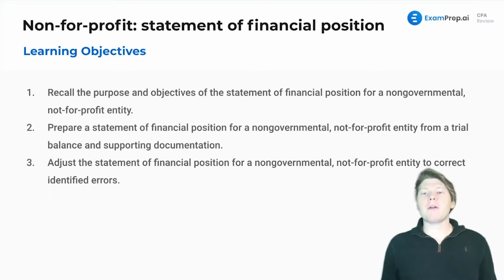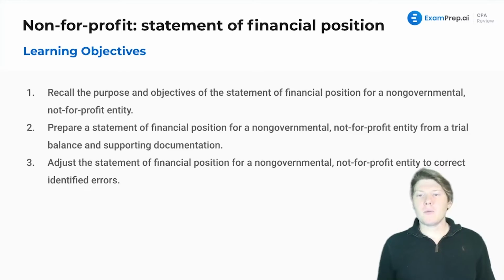We're also here going to prepare a statement of financial position for the non-governmental, not-for-profit entity from a trial balance and supporting documentation. We're going to dig into the nitty gritty details of the transactions and see which gets included in our overall financial statement and where it does. Lastly, we are going to adjust the statement of financial position for a non-governmental, not-for-profit entity and correct identified errors.